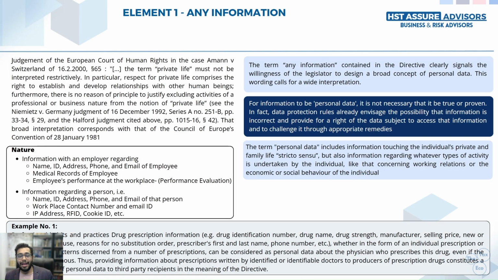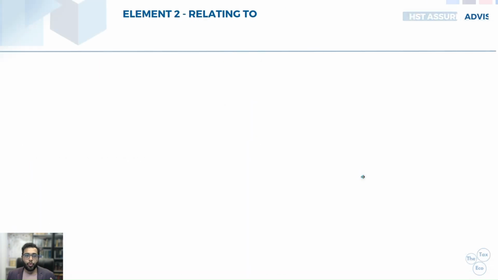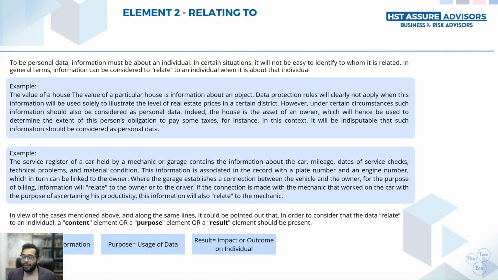Now let's understand the second element, which is relating to. When I talk about relating to, it is relating to the information and the individual. It is the connection between the individual and the information. Okay. Now, there are three major principles through which we need to understand this connection. One is the content, one is a purpose, and one is a result. Okay. These three elements develop that relationship between any information and that individual, which could be identified or identifiable.